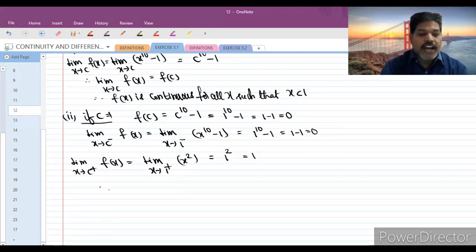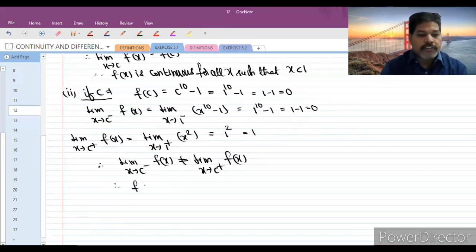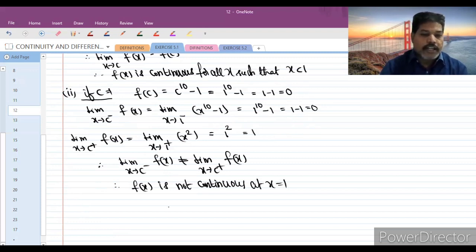So here the left hand limit and the right hand limit both are not equal. So you have to identify that. Therefore, limit x tending to c minus of f of x is not equal to limit x tending to c plus of f of x. So then we can conclude that f of x is not continuous at x is equal to 1.